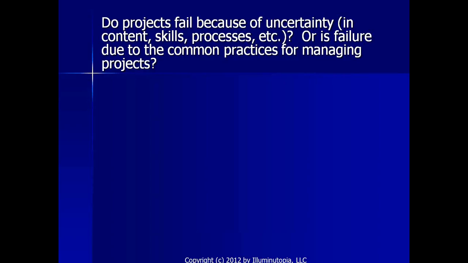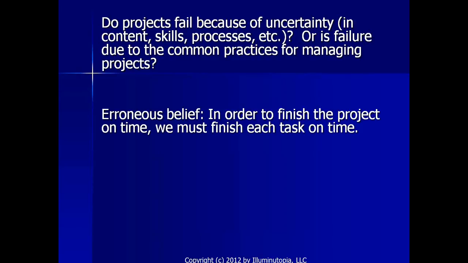Do projects fail because of uncertainty in content, skills, processes, etc.? I mean, there's a lot of variability there. We don't know exactly how long it's going to take us to do each task in a project and to complete the project. Or is failure due to the common practices for managing projects?